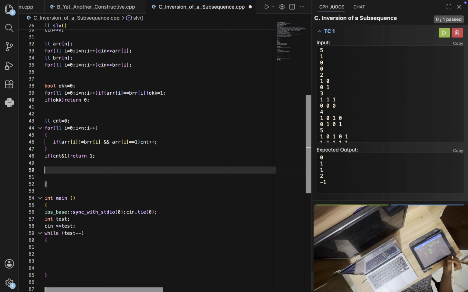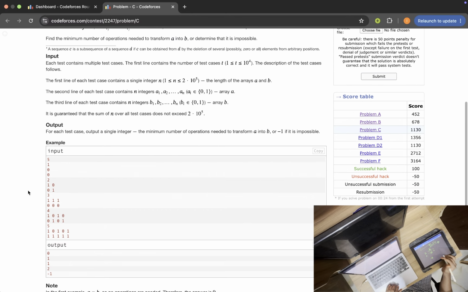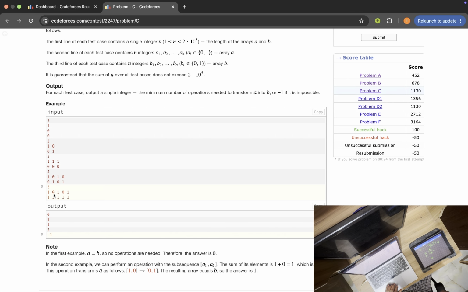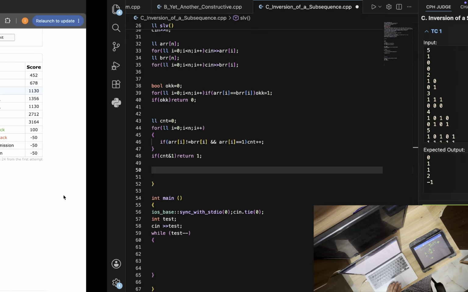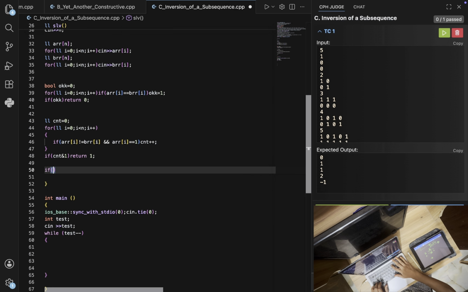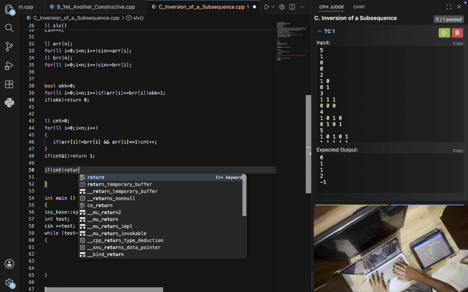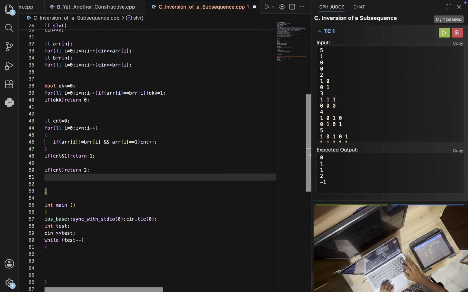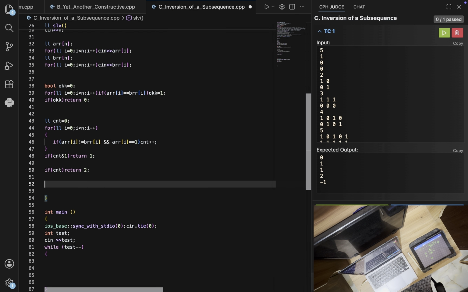Two values have to change, at least two will have to change. If count is zero, return true. Okay, now the next case.